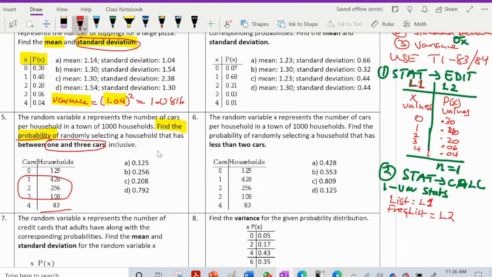Well, the total here, they said there are 1,000 households, so the total is 1,000. So in a situation like this, what you could do is 428 over 1000 plus 256 over 1000 plus 108 over 1000. Then you add the tops because the denominator is the same, 1000. When you add the tops, that gives you 792, which gives you 0.792, which is this number, D.